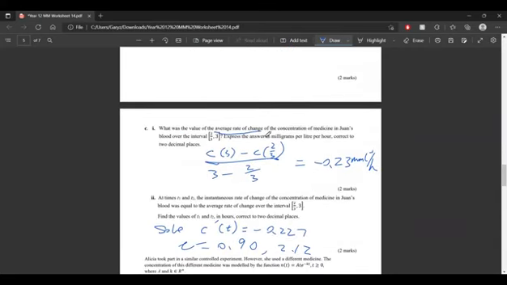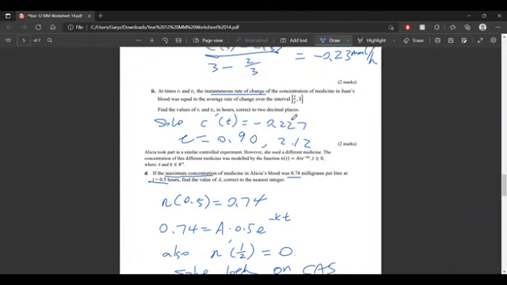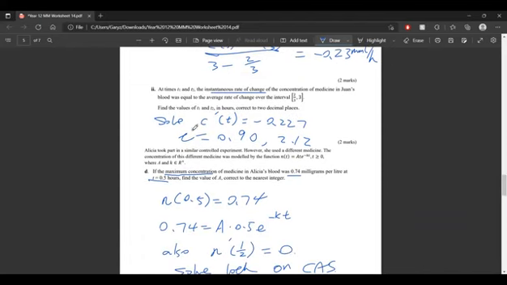And the next one asks for average rate of change. It's basically the gradient formula. So C of 3 minus C of 2 on 3, y2 minus y1 divided by x2 minus x1. So shown here, and we get negative 0.23 milligrams per liter per hour. And it tells us that there's 2 times the instantaneous rate of change is equal to the value we worked out above here, right? So we just solve C dash of t equal to that. Then we get t is equal to either 0.9 or 2.12.